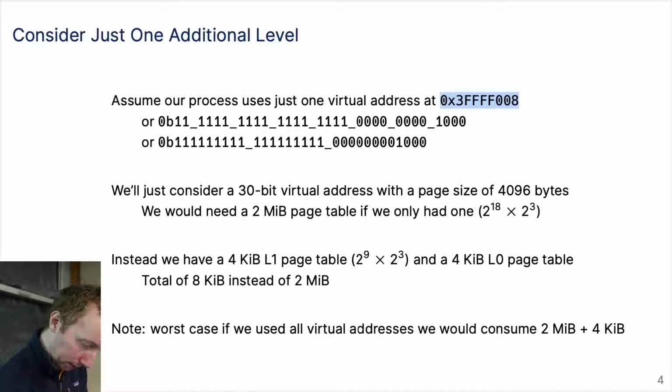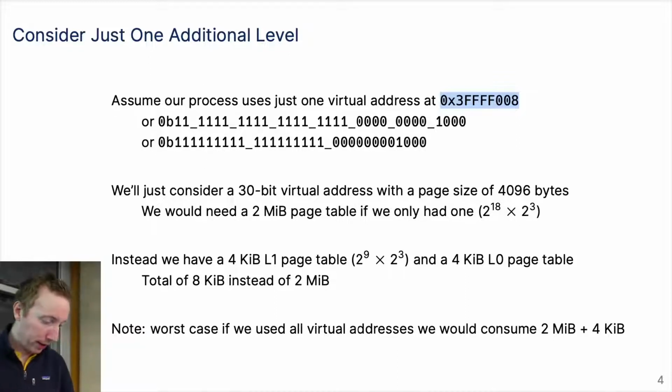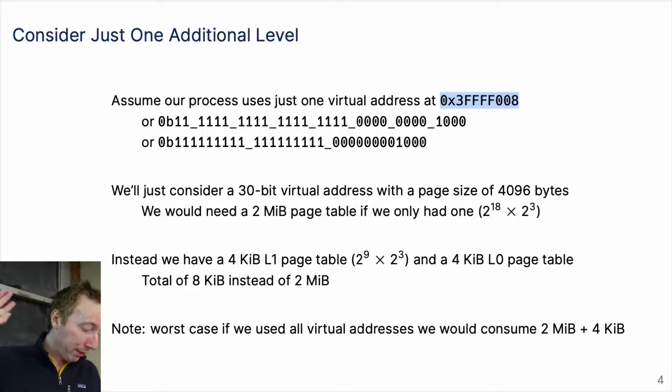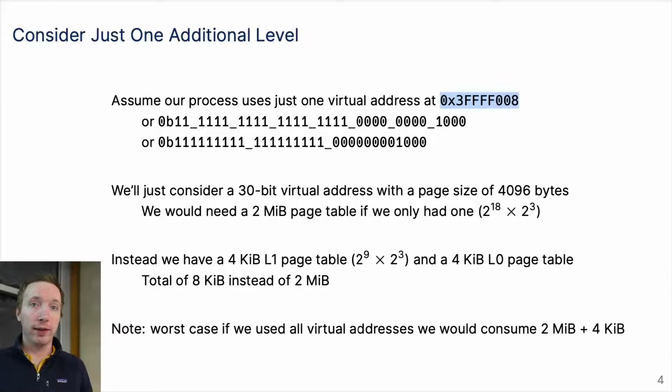So again, let's just consider a 30-bit virtual address. Page size is going to be exactly the same. So if we only had one single page table, it would have to be 2 megabytes, because in this case, there would be 30 bits, and then 12 of them would be for the offset of a page. So we would have 2 to the 18 virtual pages. So to map them, our single level page table would need to be 2 to the 18 times 2 to the 3, which is 2 megabytes.